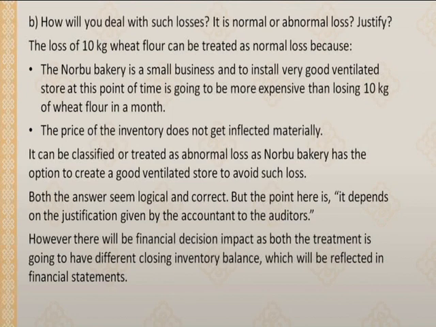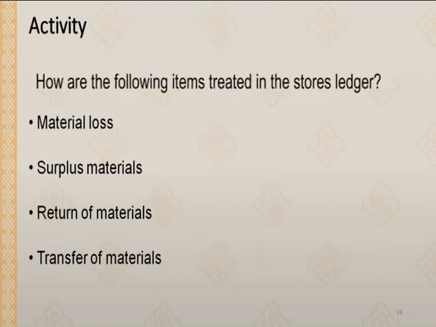Both the answers seem logical and correct, but the point here is it depends on the justification given by the accountant to the auditors. So as I told you, it can be assumed as normal as well as abnormal, so it depends upon the situation. However, there will be a financial impact, as both treatments are going to give a different closing inventory balance, which will be reflected in the financial statements.